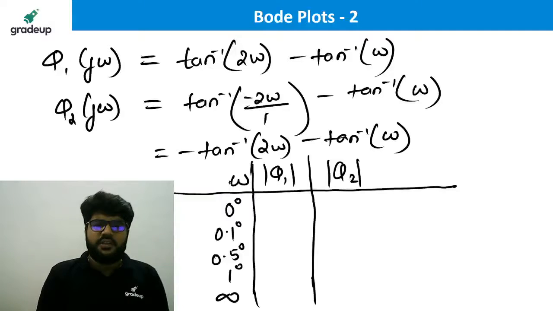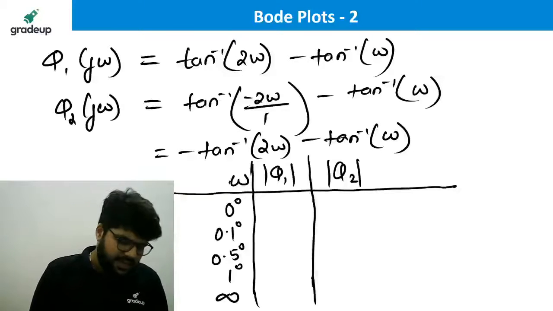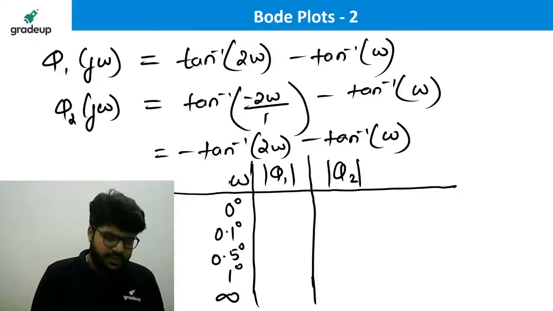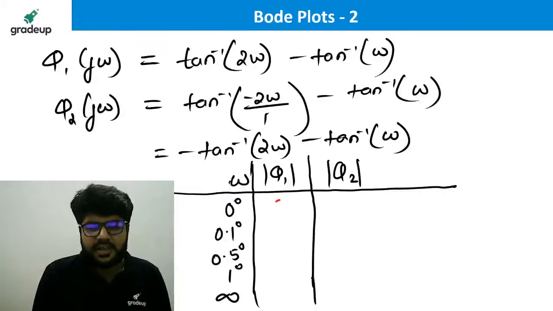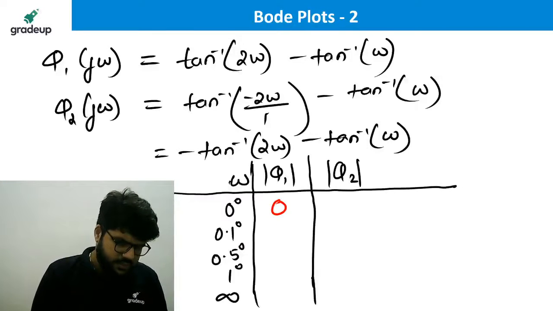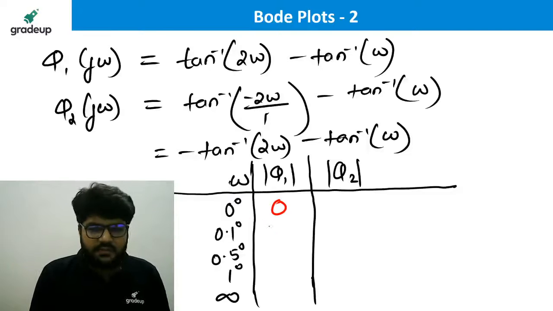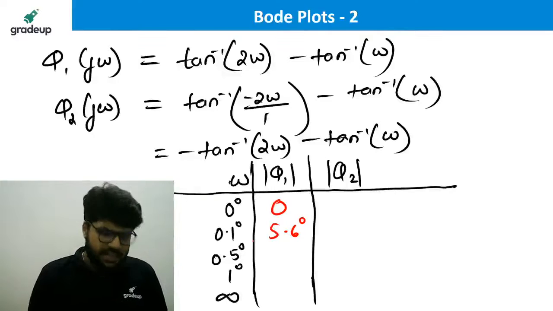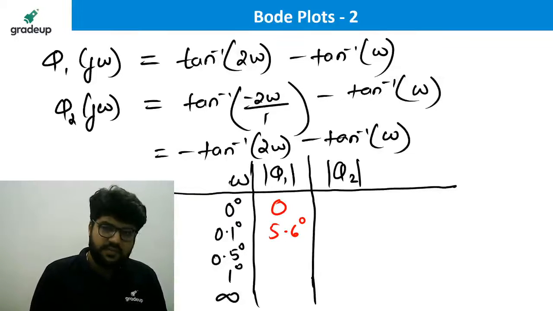For the first one, tan inverse 2 omega minus tan inverse omega. For the first frequency, 0, tan inverse 0 minus 0 is just 0. For the second one, calculating for 0.1, tan inverse 0.2 minus tan inverse 0.1 comes to 5.59, so approximately 5.6. For you, it is not necessary to calculate, just understand here. The next is 0.5, which is straight away 45 minus tan inverse 0.5. Here I am getting 18.43.